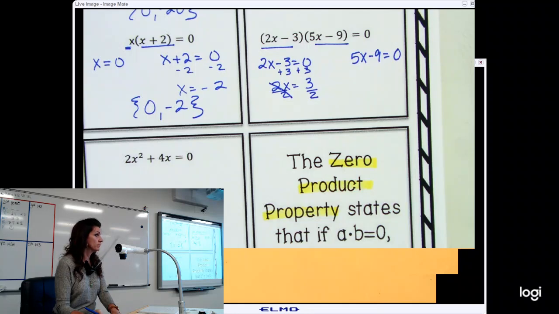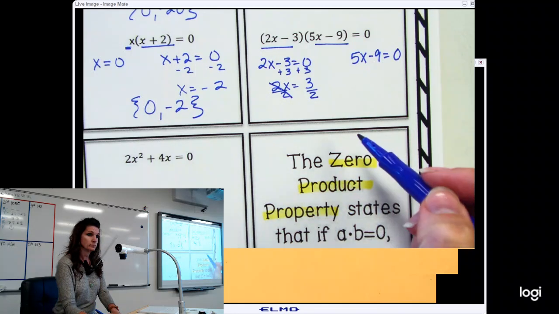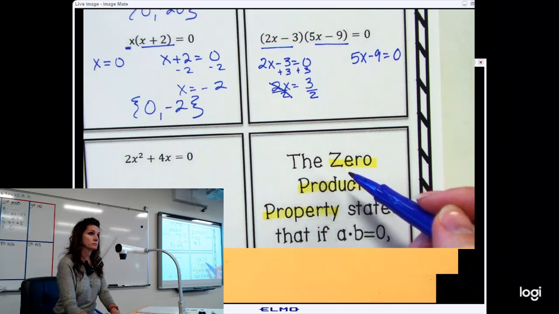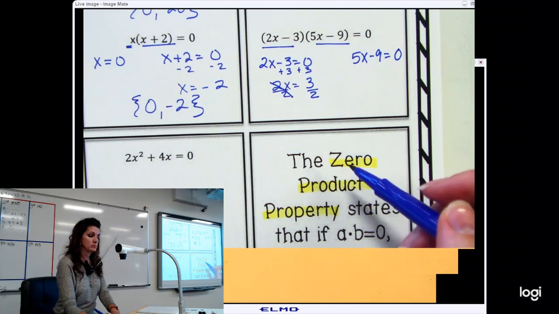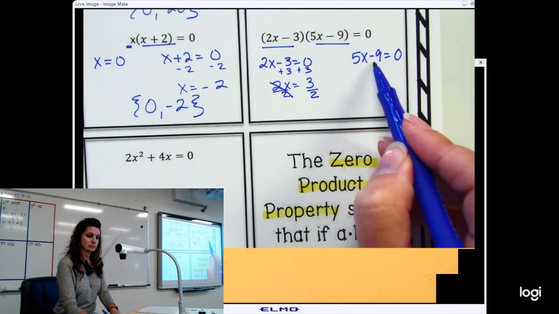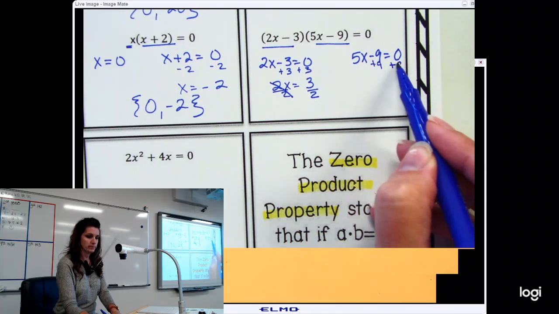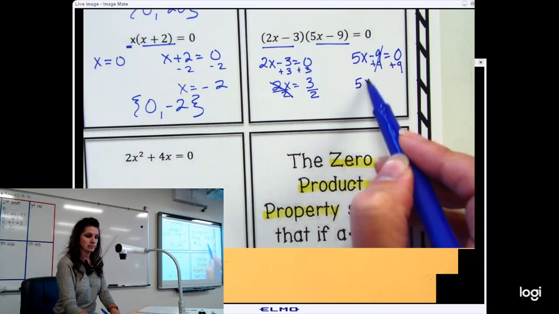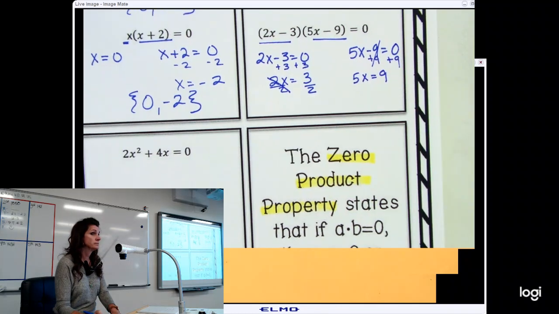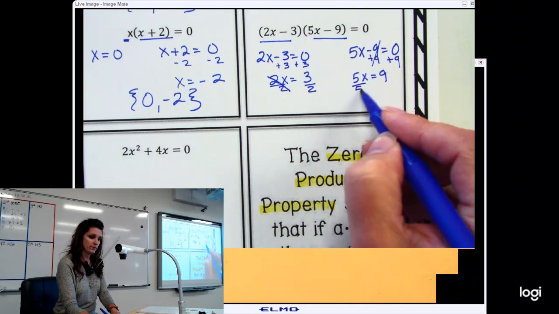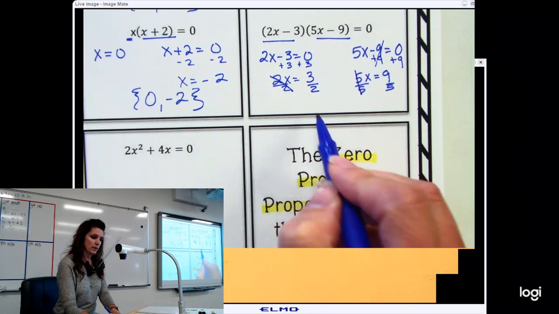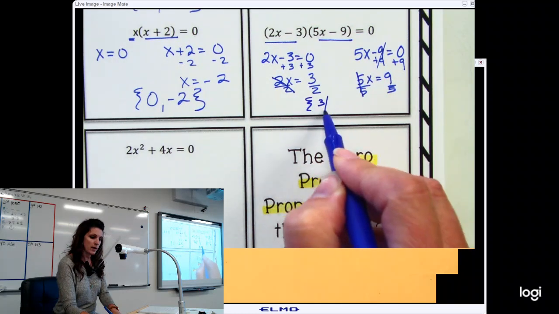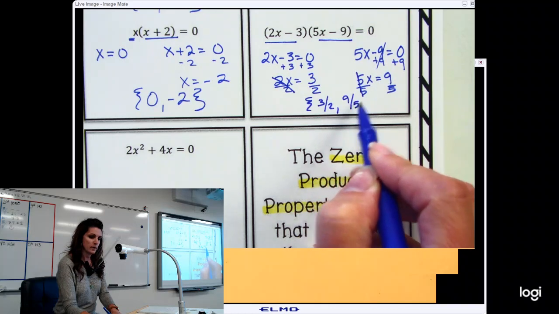Solve the next one. What's my first step? Add 9. Then what? Divide by 5. And just leave them as fractions. There's no reason to convert it to a decimal. Okay, our two answers are 3/2 and 9/5.